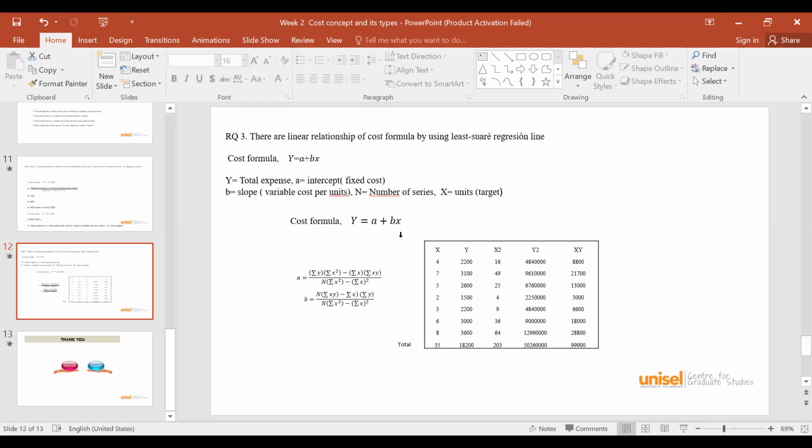This is the least square regression method. The cost formula is the same, but the application is different. One application is the high and low level method. The other application is the least square regression line. With the least square regression line you use this formula, and with the high and low level method you consider the high and low, but the cost formulas are both the same.